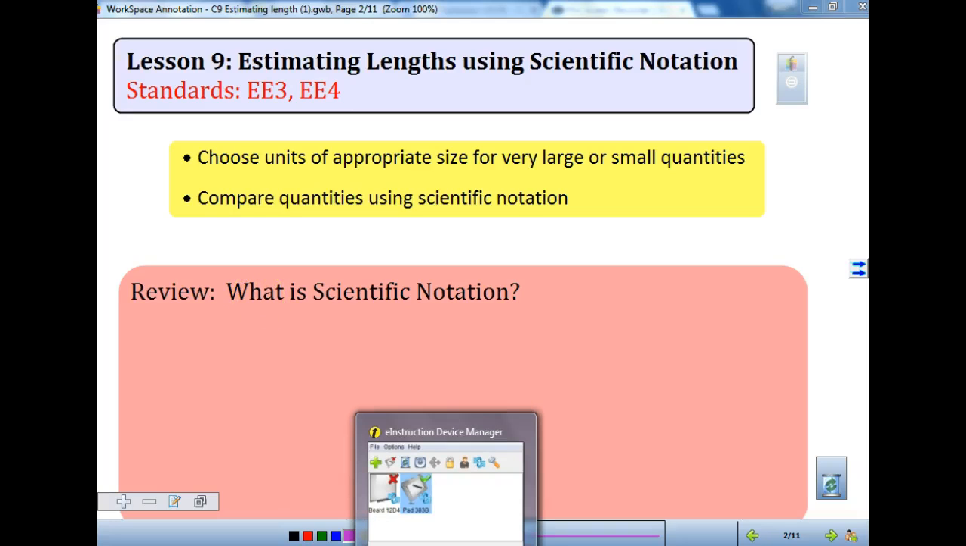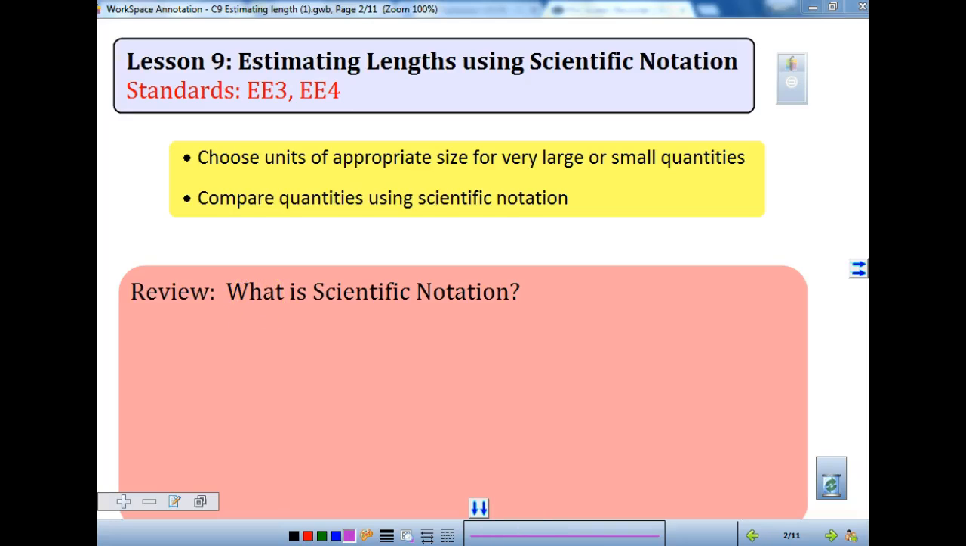Okay, today in Lesson 9, estimating lengths using scientific notation. Today in class you're going to be choosing the unit that's appropriate size for that large or small number. Just to review, again kind of from Friday's class, what is scientific notation?